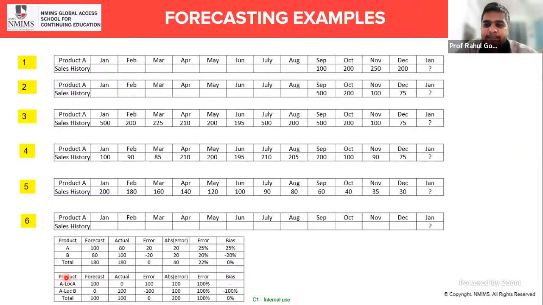Now let's look at an extreme example wherein the product is same, but location is different. So you are forecasting product A for location A and location B. Let's assume location A is Delhi, location B is Bangalore. So you said, I will sell 100 in Delhi, but you actually sold 0. You said, I will sell 0 in Bangalore, but you actually sold 100. So on an overall basis, product A forecast was 100 and you sold 100, so overall 100% achievement. But is this an error? Is this scenario a big issue for supply chain or not at all an issue for supply chain?